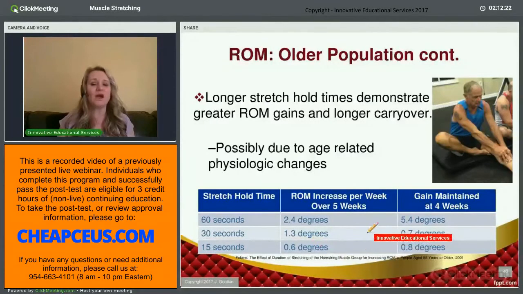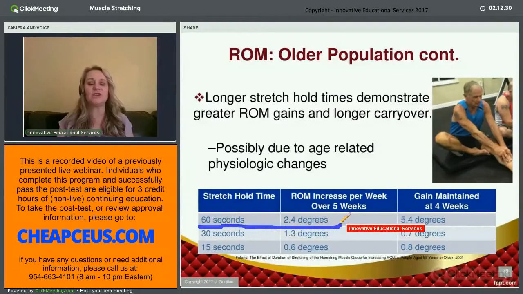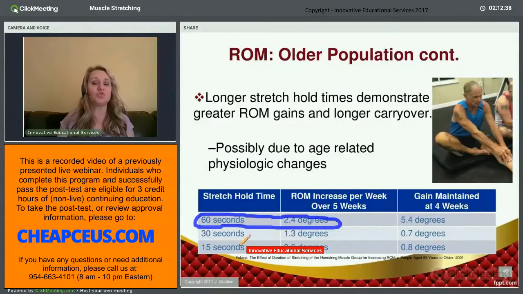What they found over time is that the 60-second hold yielded the greatest change in degrees for these patients, a 2.4 degree increase in range of motion, which is significantly higher than for the shorter hold times. And after they ceased the stretching, they followed these patients for 4 weeks out. They found a greater maintenance of the range of motion with the 60-second hold, that they still had retained a 5-degree increase, whereas the lower hold times really barely held a degree. So definitely with your older population, bear in mind that you want to have a longer hold time.